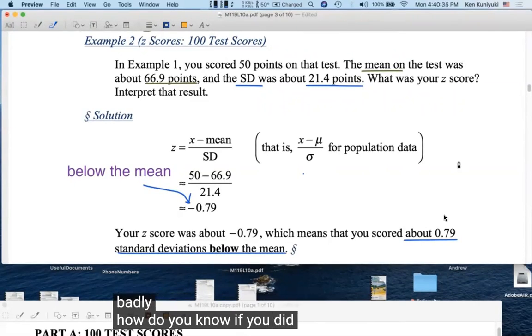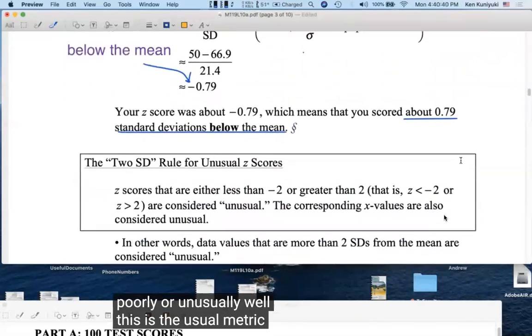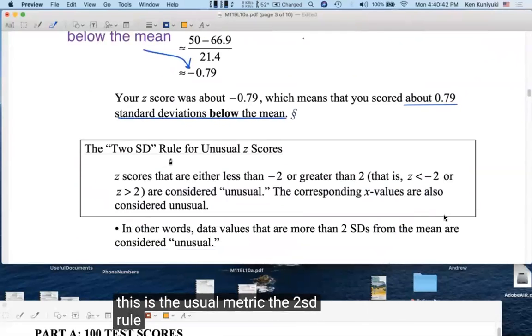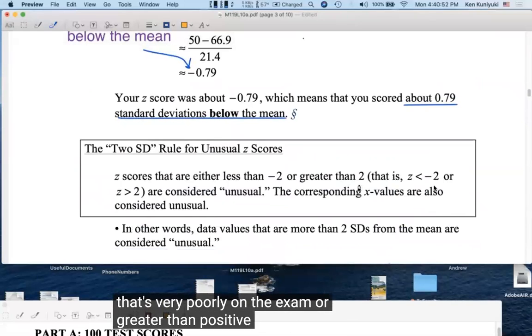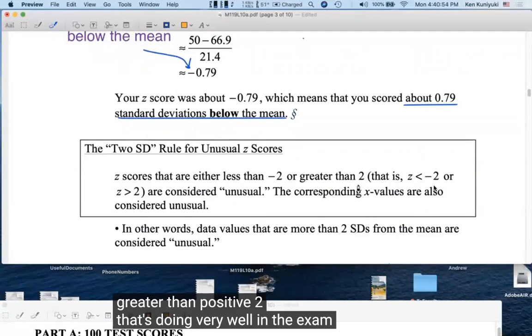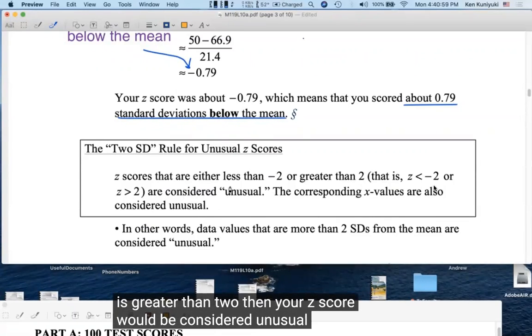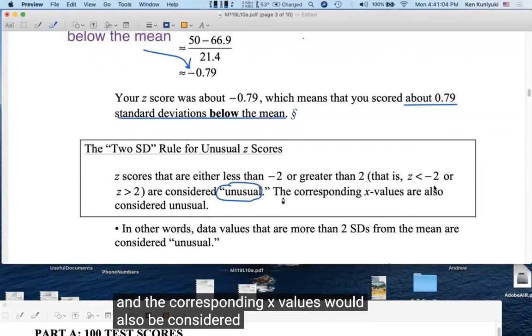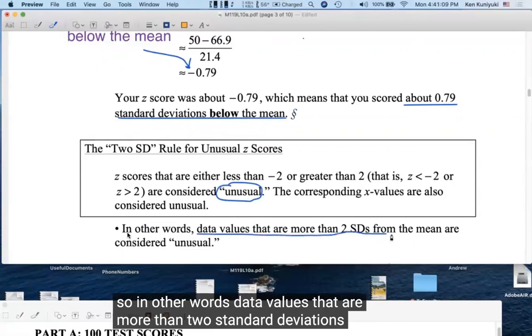How do you know if you did unusually poorly or unusually well? This is the usual metric. The 2SD rule, or 2 sigma rule, for unusual z-scores. So z-scores that are either less than -2, that's very poorly on the exam, or greater than +2, that's doing very well on the exam. So if z is less than -2 or z is greater than 2, then your z-score would be considered unusual. And the corresponding x values would also be considered unusual. So in other words, data values that are more than 2 standard deviations away from the mean.